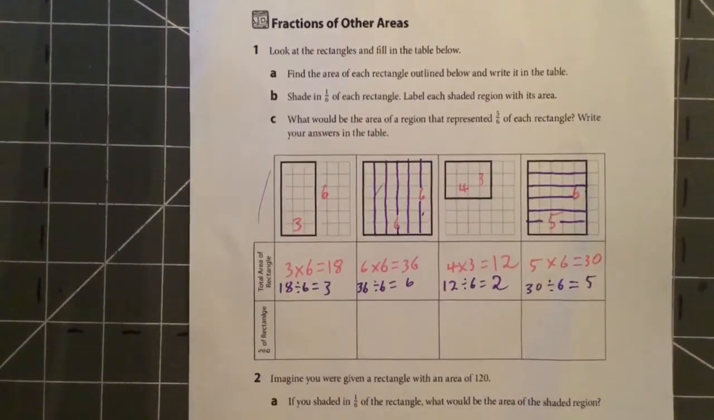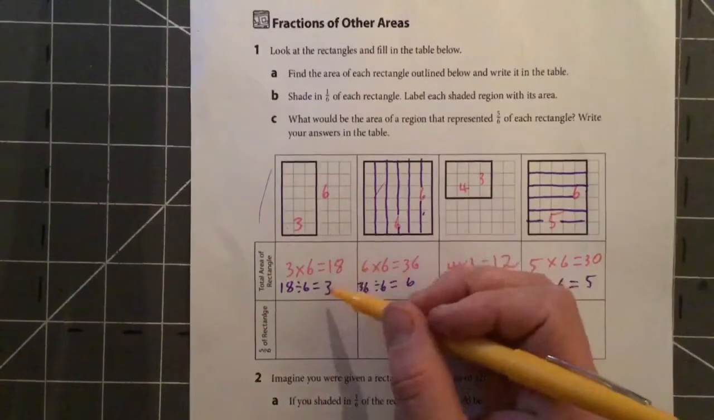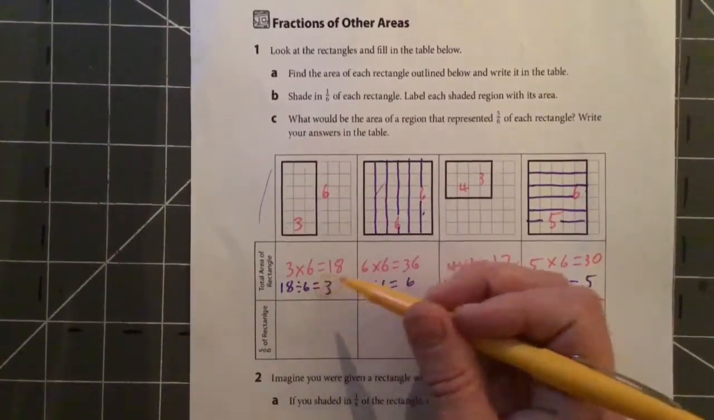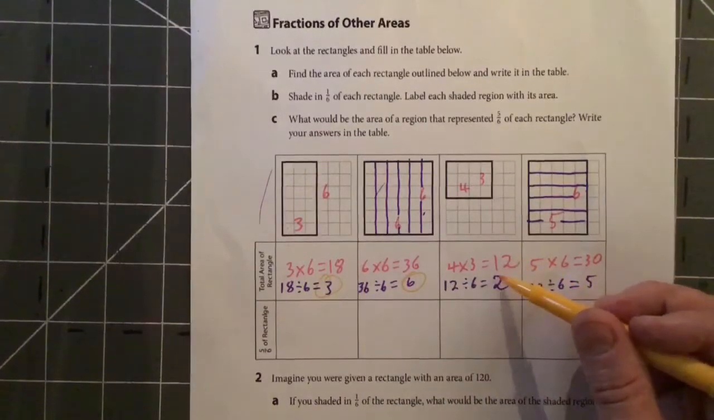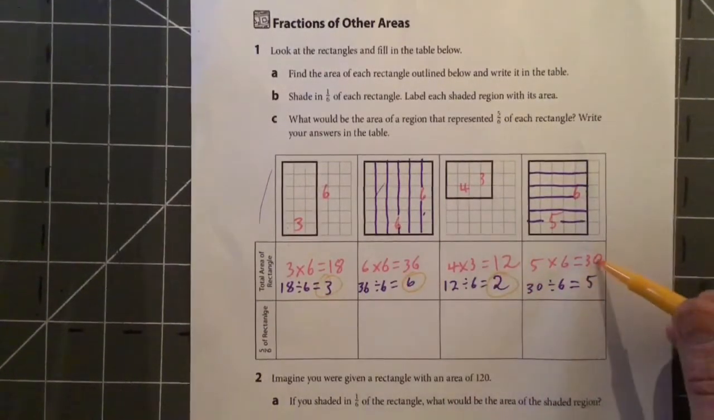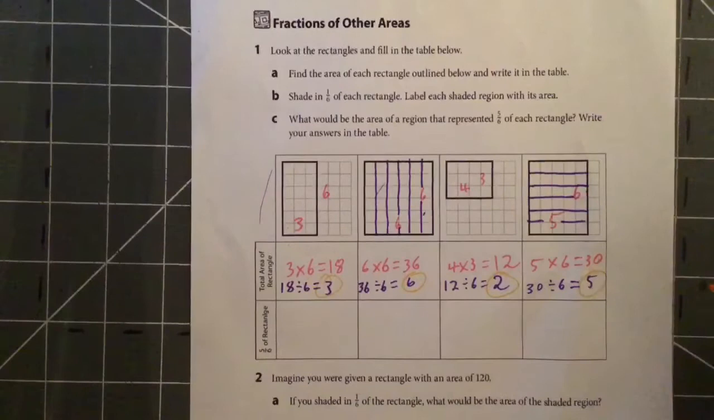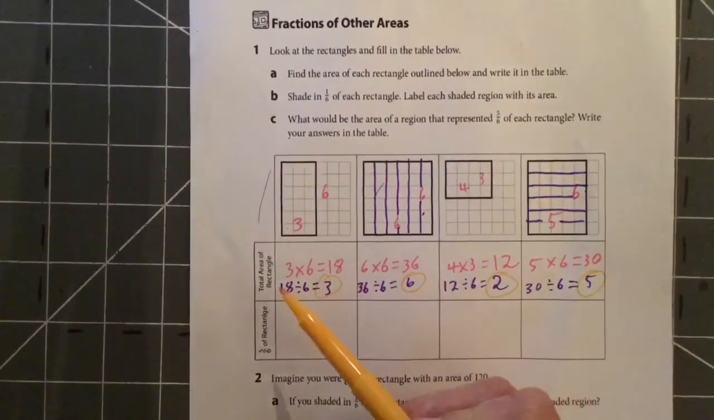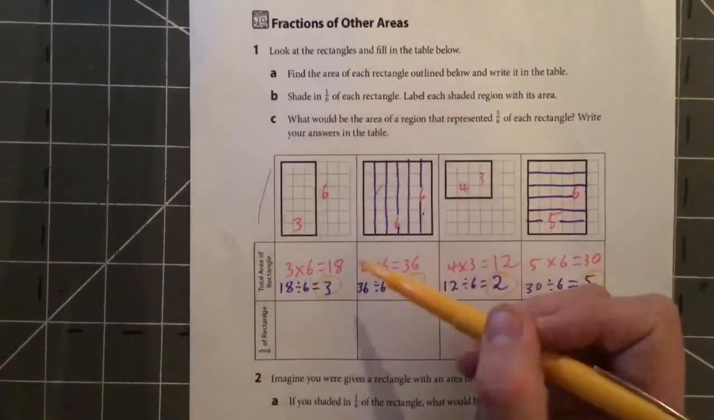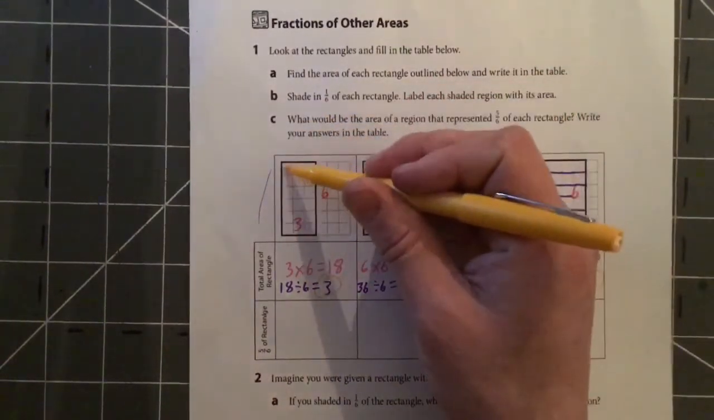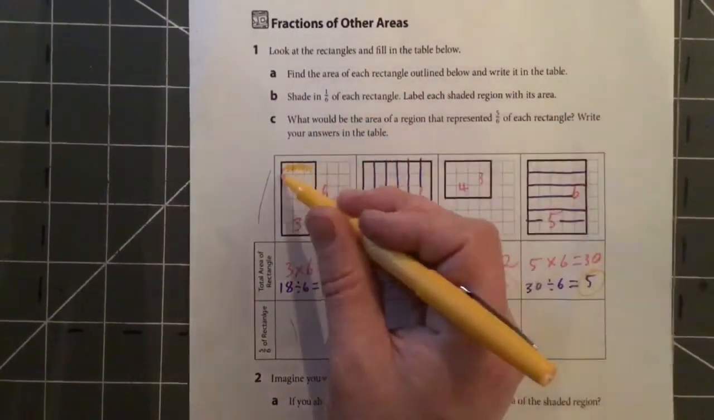So those are 1/6. 1/6 of 18 is 3. 1/6 of 36 is 6. 1/6 of 12 is 2. And 1/6 of 30 is 5. We found 1/6 of each one of these. So we've got to shade that in. So I got to shade in 3 here. 1, 2, 3.